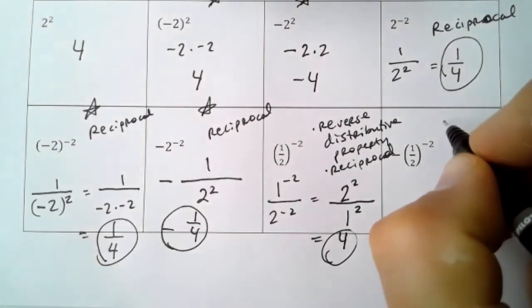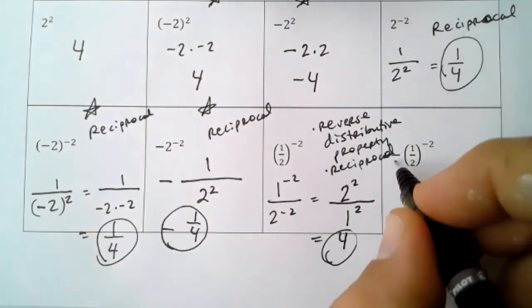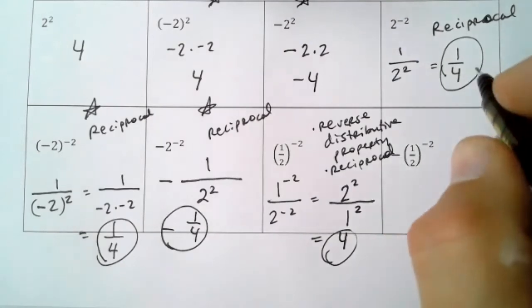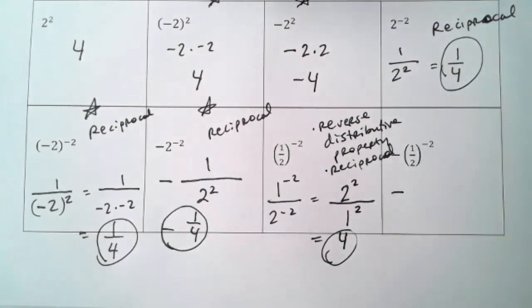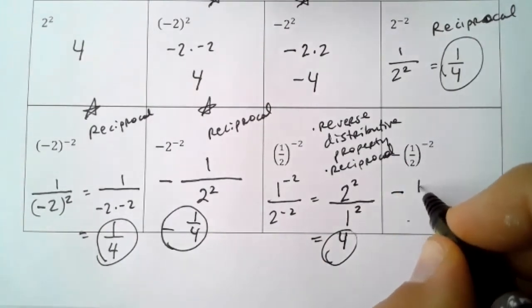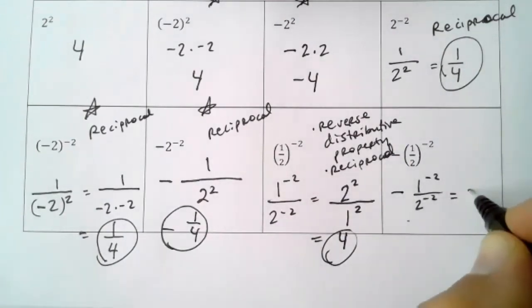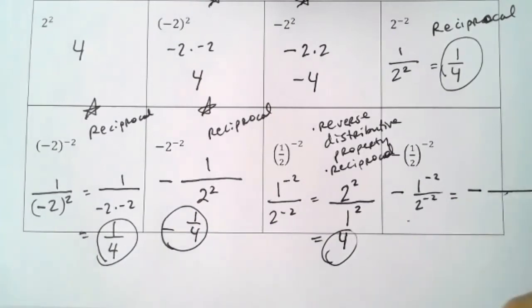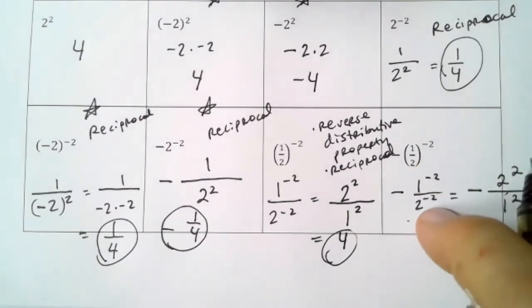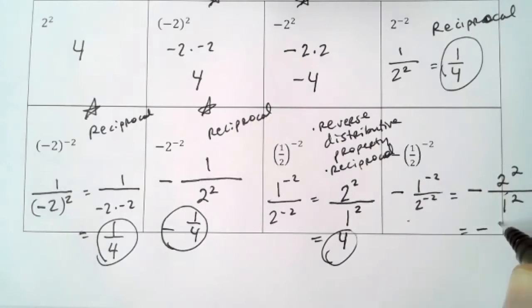So same thing, we're going to do reverse distributive property. This one's got a negative in front. I want y'all to understand that. So it's the same as last time. I'm going to put that negative out in front. It's going to stay there locked in place. And then we're going to do 1 to the negative 2, 2 to the negative 2. Keep that negative locked in place. Reciprocal, 2 to the 2, 1 to the 2. Just like we did last time, we flip 1 to the 2 on the bottom, 2 to the 2 on the top. And that turns out to be a negative 4 for that answer. Okay? That was tricky.